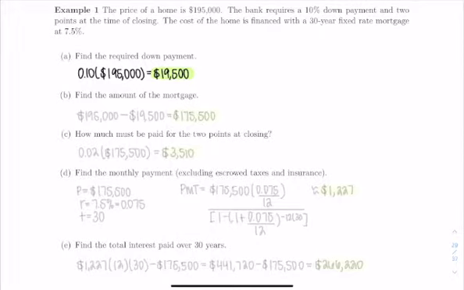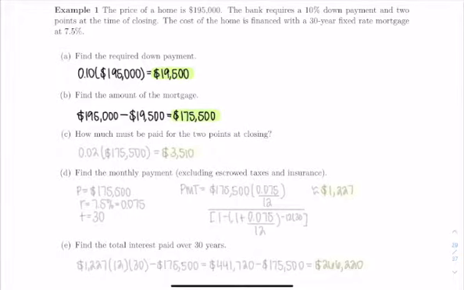We need to find the amount of the mortgage. So we take the sales price and we subtract the down payment. Our sales price was $195,000, and we're subtracting our down payment of $19,500, which is going to give me that the amount of the mortgage is $175,500. So that is what you would be borrowing from the bank or from your mortgage lender.